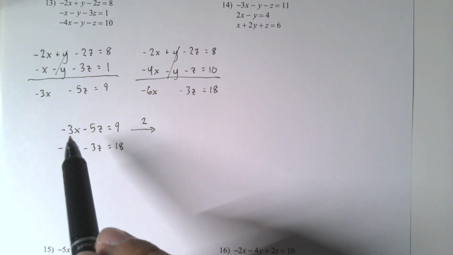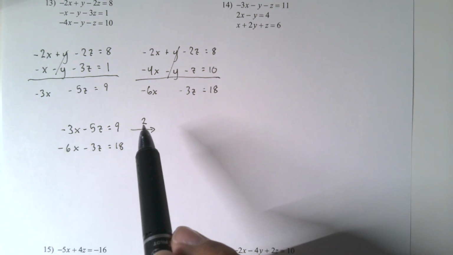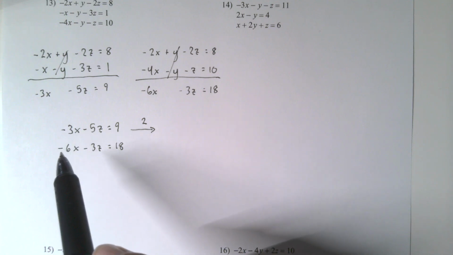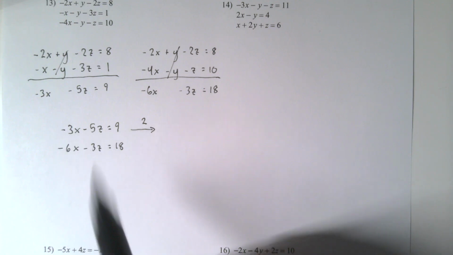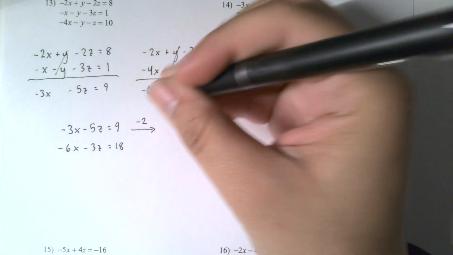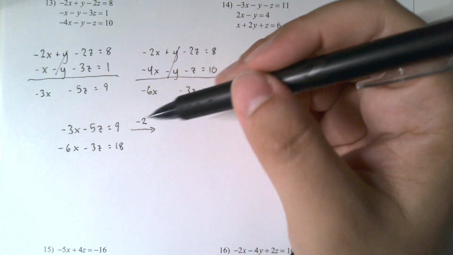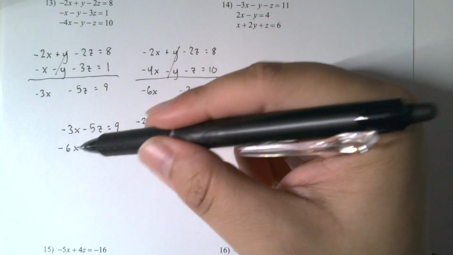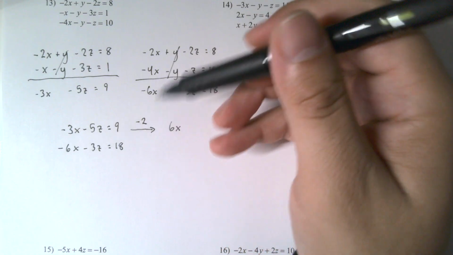Up here, if I do negative 3 times 2, that's going to give us negative 6. But we don't need negative 6 because we have negative 6 here. We need positive 6. So instead, we're actually going to multiply this by negative 2. That way, when we do negative 3 times negative 2, we get a positive 6x, which when we combine with this bottom equation, the x's will cancel.